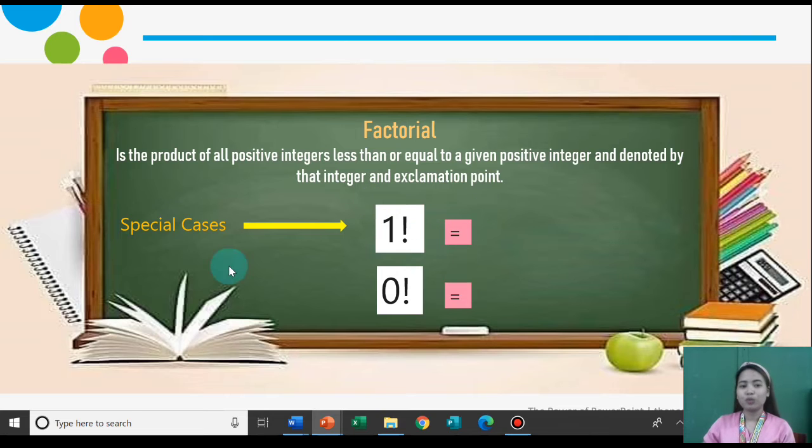In factorial, we have special cases. So we have 1 factorial and 0 factorial. Both factorial numbers will become 1.